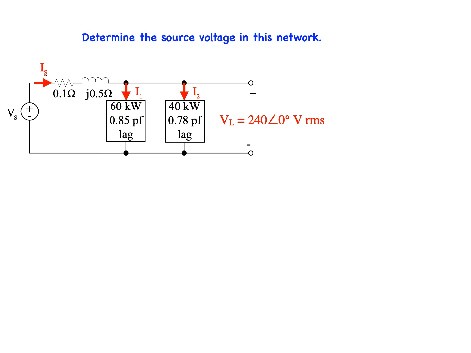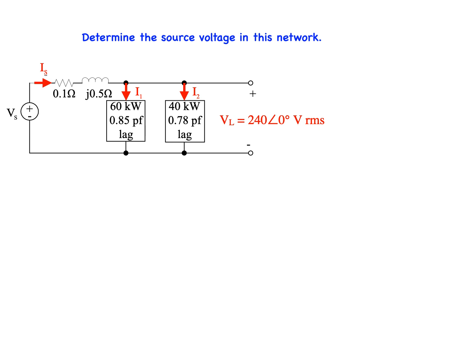Our approach to determining Vs is straightforward. We will compute the currents I1 and I2, add them using Kirchhoff's current law to find Is, determine the voltage across the line impedance, and finally use Kirchhoff's voltage law to add the line voltage and load voltage to determine the source voltage.